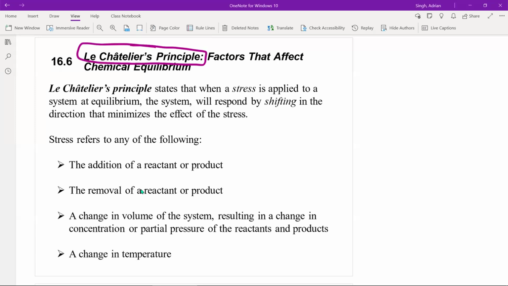And again, this affects systems that are at equilibrium, right? So what this principle states very simply is that when you have a system at equilibrium and you disturb or perturb it, or you apply a stress to the system at equilibrium, that system will respond in such a way to minimize the effect of that stress. And as a result of that, it is going to re-establish a new equilibrium.